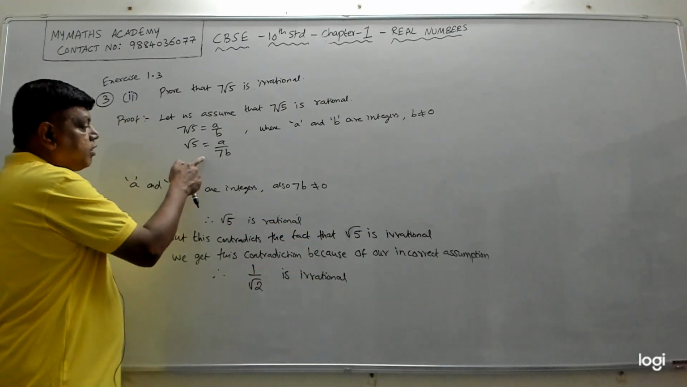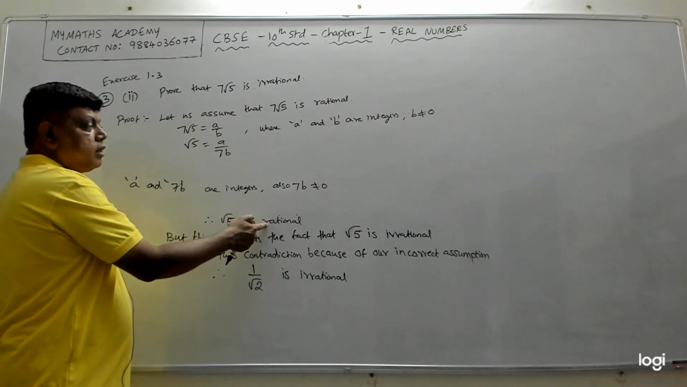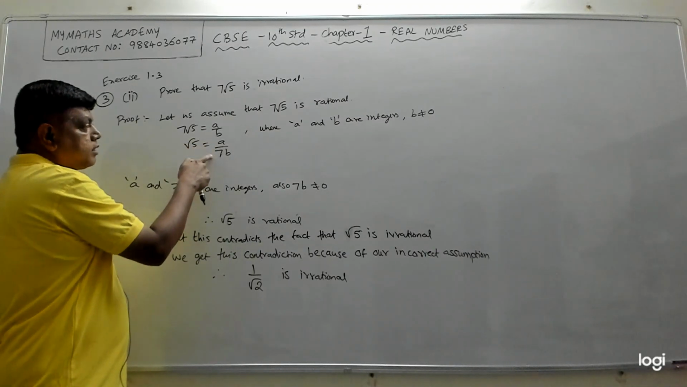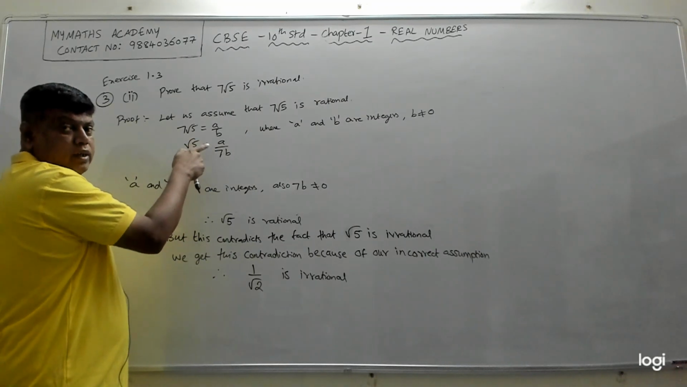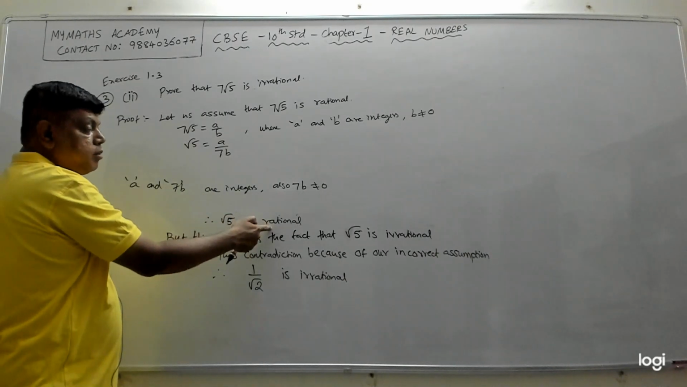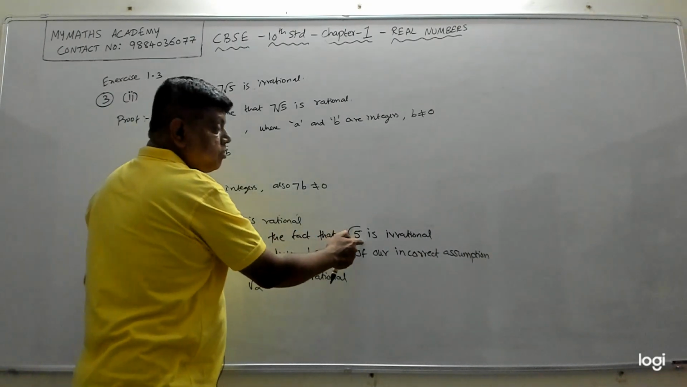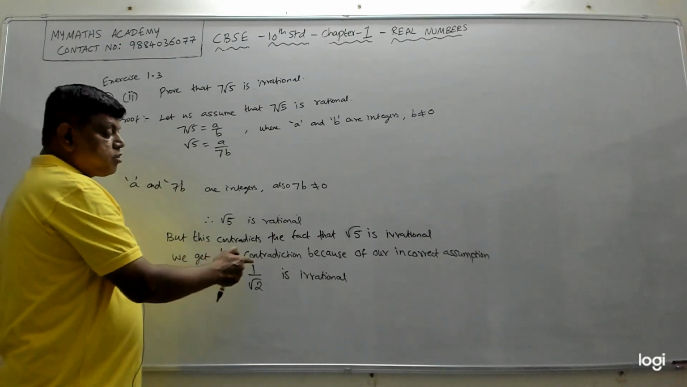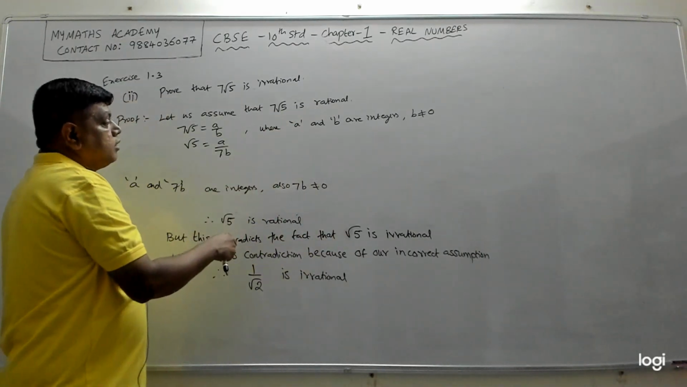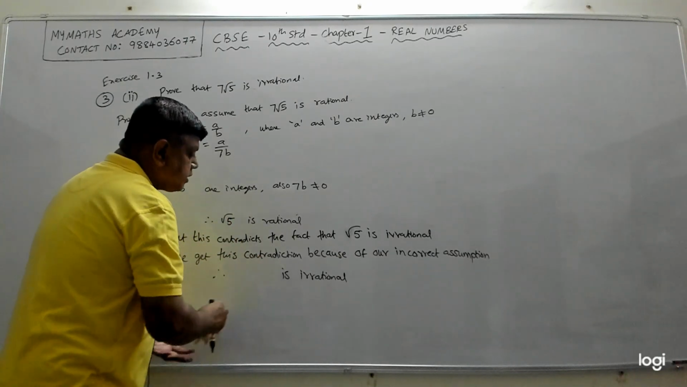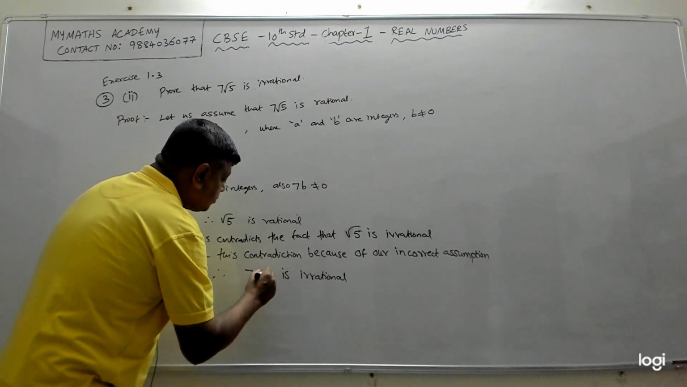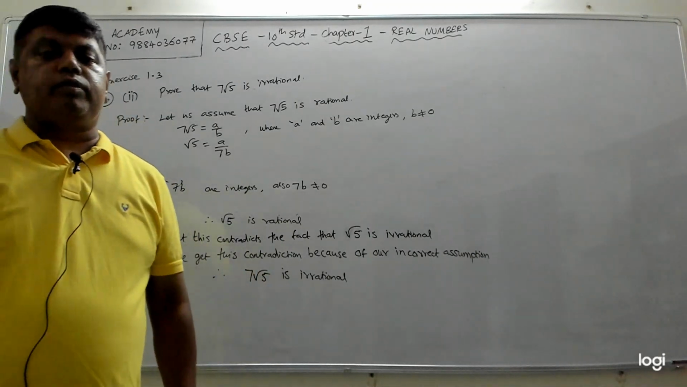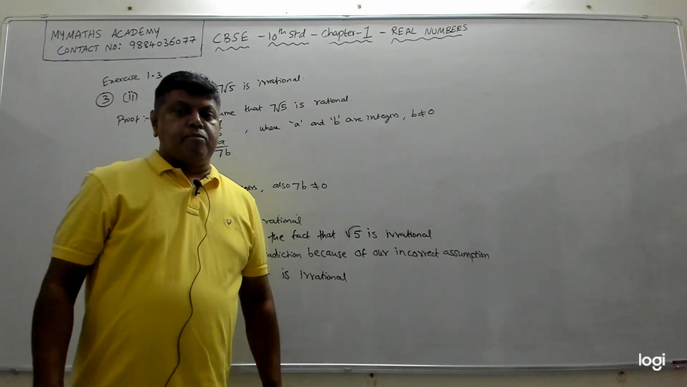So here we are getting root 5 as rational because of all these steps, because we are able to write root 5 as a fraction. But this contradicts the fact that root 5 is irrational. We get this contradiction because our assumption is incorrect. So therefore we will say 7 root 5 is irrational. Clear?